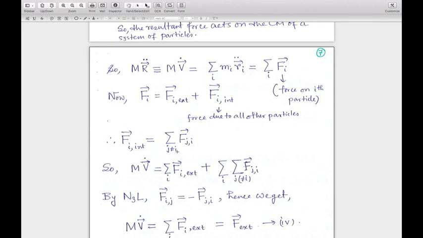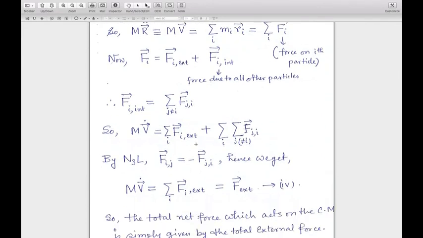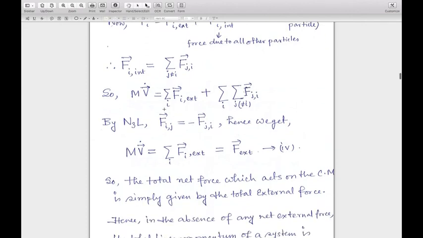Of course, the self force is assumed to be 0. Fji, here my convention is like this: the force given by the jth particle on the ith particle. In some books you can see the inverse, and you can use either of the two, but you have to be consistent throughout with your convention. So follow one single convention.